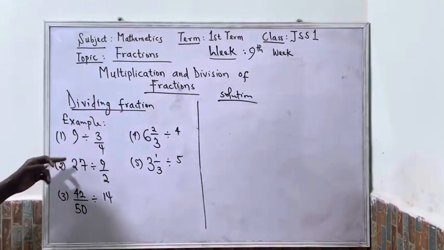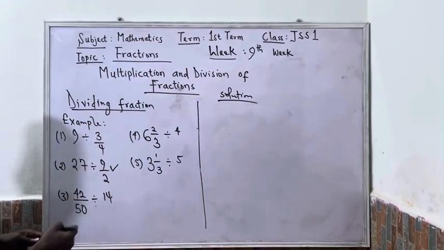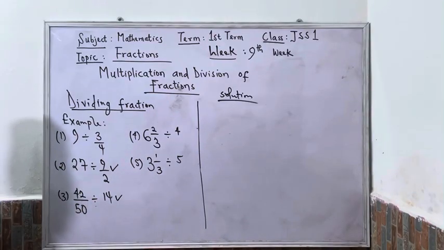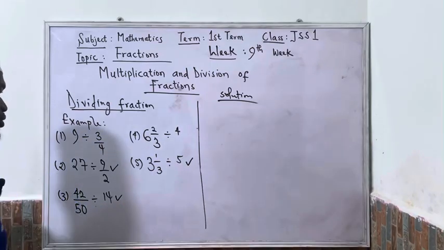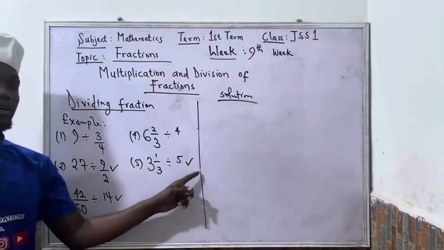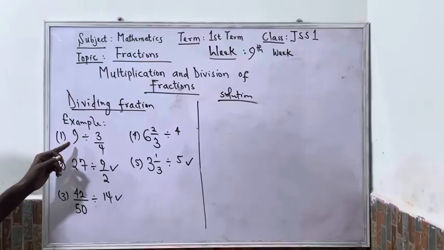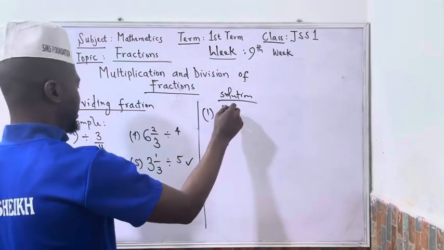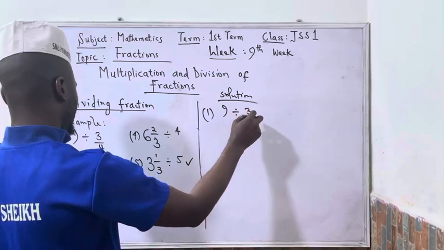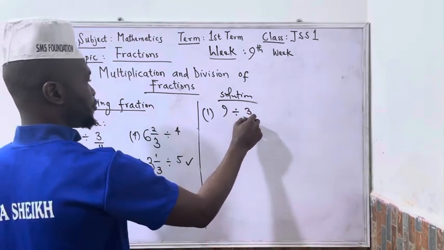I'm going to do number 1 and leave number 2 for you. Okay, and leave number 3 also for you. So I'm going to do number 4 and leave number 5 for you. So all the ones that I put arrow and mark, you are the one that are doing that. So let me do number 1. Let's start with number 1. So this is 9 divided by 3 over 4.